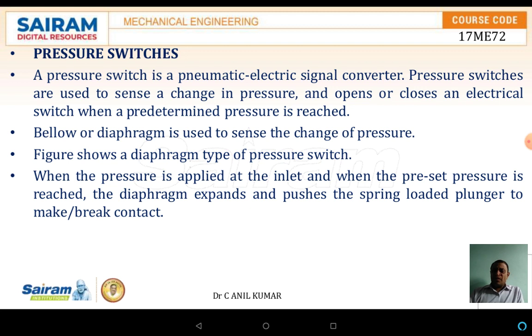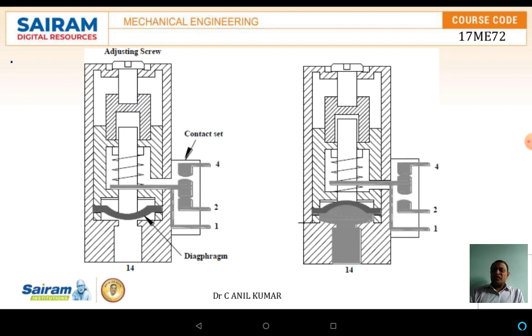A bellows or a diaphragm is used to sense the change in the pressure. The schematic diagram shows the pressure switch. When the pressure is applied at the inlet and the preset pressure is reached, the diaphragm expands and pushes the spring-loaded plunger to make or break the contact.